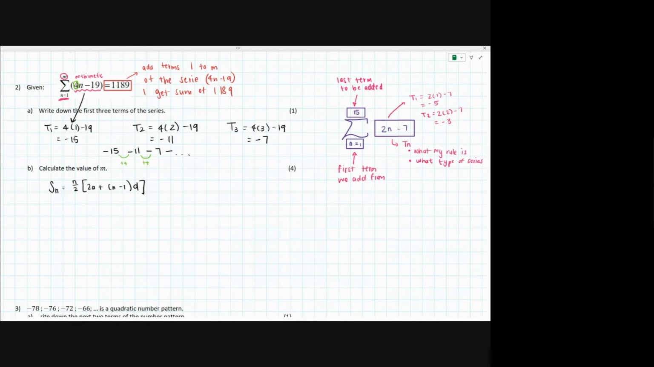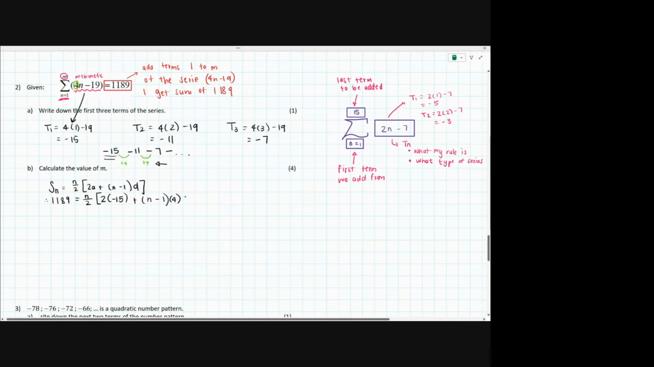I know that my sum is 1,189. I don't know what n is. Remember, I don't know how many terms I'm adding. I just know I'm starting at term 1 and I'm adding all the way up until term m, but I've got no idea what that is. So n over 2 times 2 times my first term, which we've worked out to be negative 15, plus n, again, I don't know what that is, minus 1, times my difference, which we can see because we've worked out the first 3 terms, is positive 4.